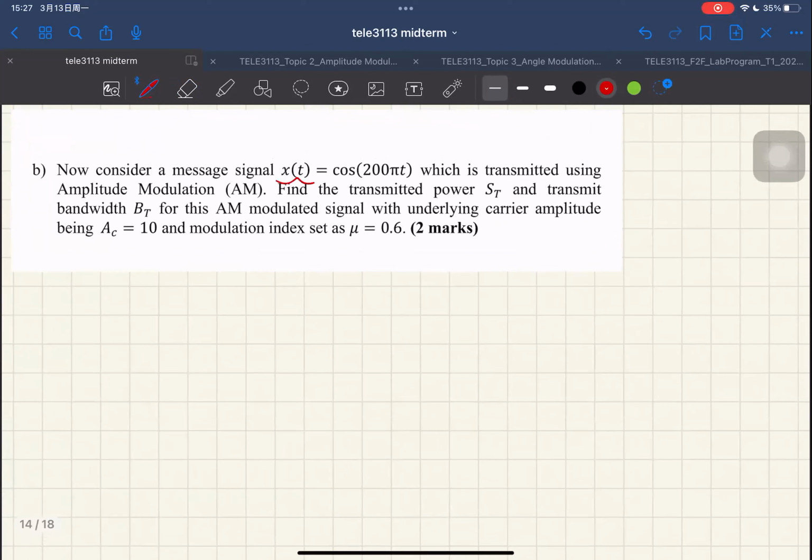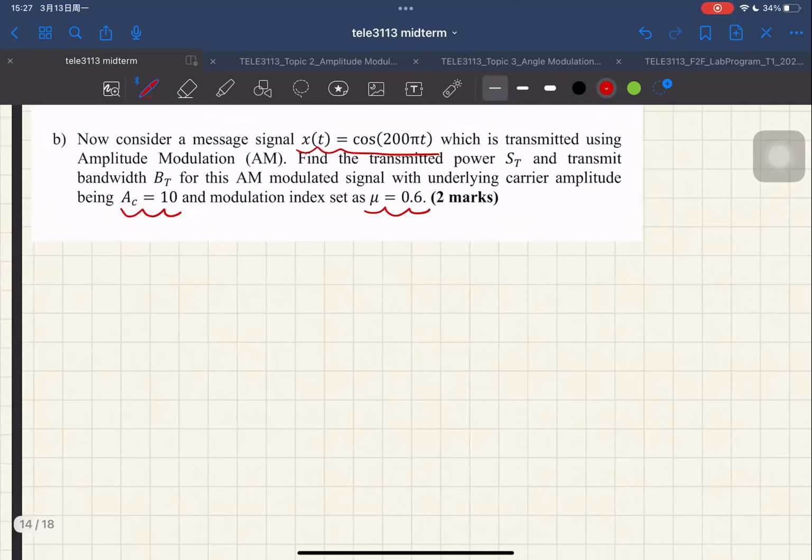So consider a message signal x(t) = cos(200πt), which is transmitted using AM. Find the transmitted power and transmitted bandwidth for this AM modulated signal with underlying carrier amplitude of 10 and with a modulation index of 0.6.